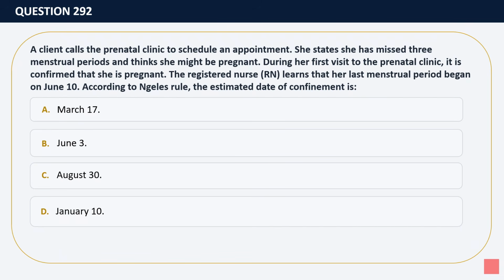Question 292. A client calls the prenatal clinic to schedule an appointment. She states she has missed 3 menstrual periods and thinks she might be pregnant. During her first visit to the prenatal clinic, it is confirmed that she is pregnant. The registered nurse, RN, learns that her last menstrual period began on June 10. According to Nägele's rule, the estimated date of confinement is A. March 17, B. June 3, C. August 30, D. January 10.